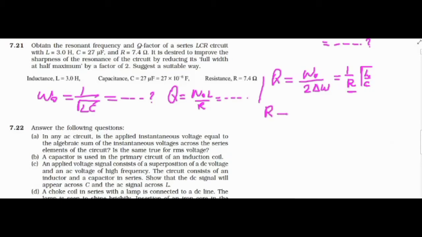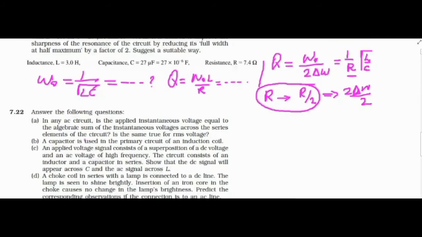The value of R is changed from R to R by 2. Then naturally the denominator on the left hand side of the equation will also be varied as 2 delta omega by 2. So the width will be reduced by a factor 2. So what would be our answer there? We can reduce the width by a factor 2 by making R equal to R by 2.